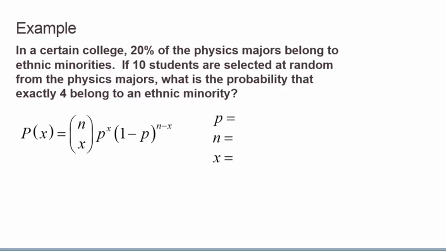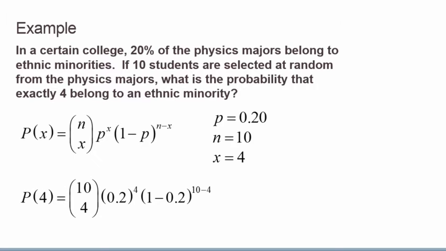p is our probability. Since 20% of the physics majors belong to ethnic minorities, the 20% is our probability. We just need to change it to 0.20. n is our sample size. 10 students were selected at random, so n equals 10. And we want to find the probability that exactly 4 belong to this minority, so x equals 4. Starting with my notation, probability of 4, we now want to substitute into our formula. So we have 10 choose 4 times 0.2 to the 4th power and 1 minus 0.2 to the 10 minus 4 power.